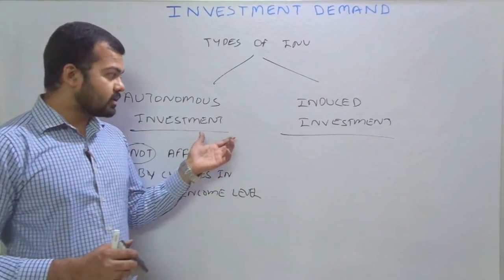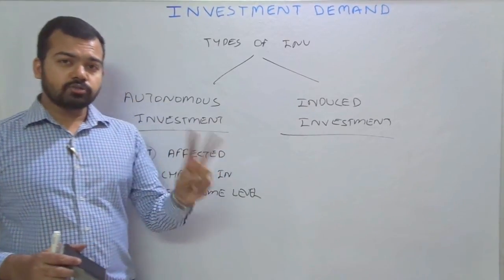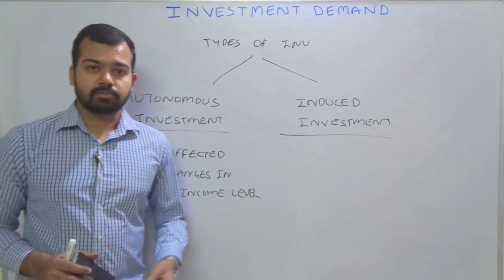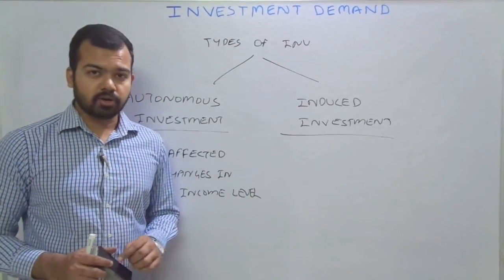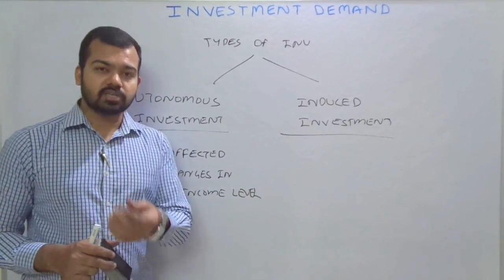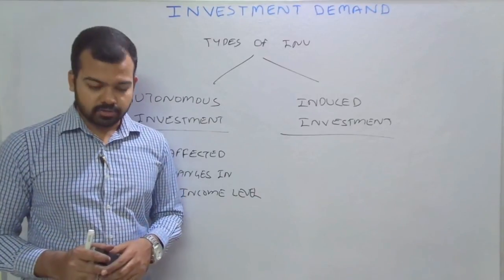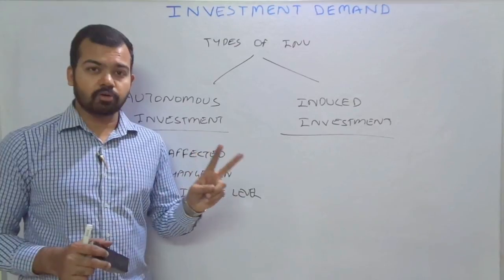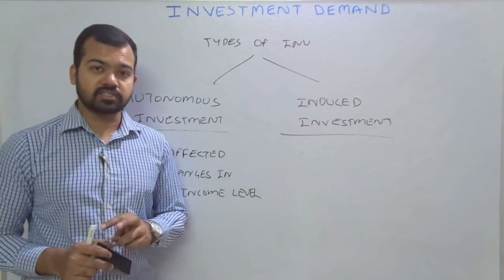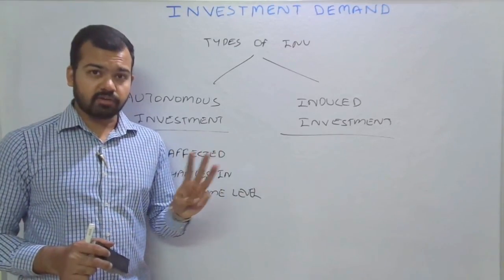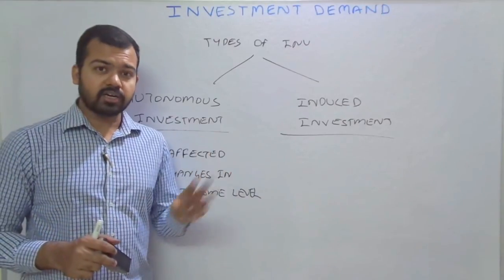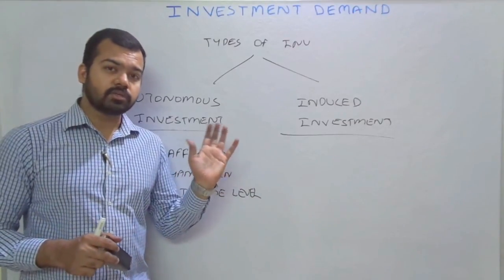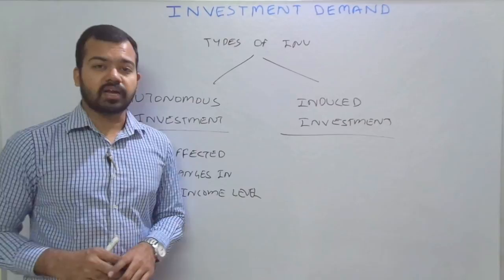Now, what are the two factors that autonomous investment depends upon? The first is population growth, because government investment in infrastructure depends on population growth. If the population is larger, we need more housing, infrastructure like roads, ports, airports, railway stations, and more energy. That is why autonomous investment should come from the government side.